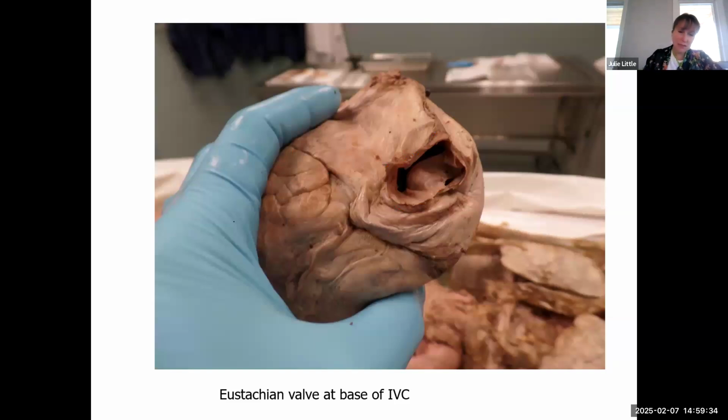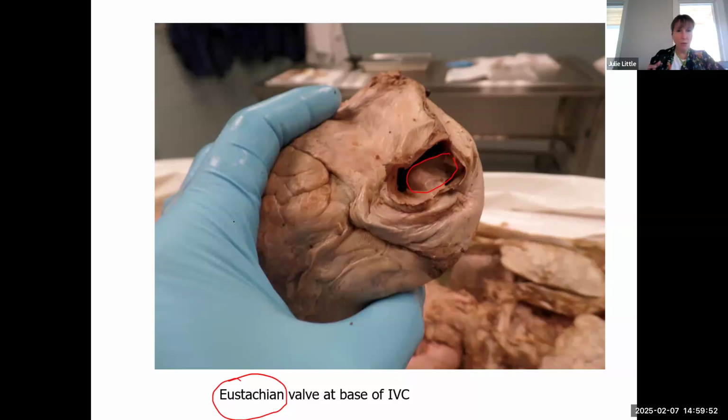Oh, this is really cool. One time I found a eustachian valve. I've only found one. At the base of the inferior vena cava, don't expect to find this on any pictures. This valve is a fetal remnant. Doesn't matter if you have it, doesn't matter if you don't have it.